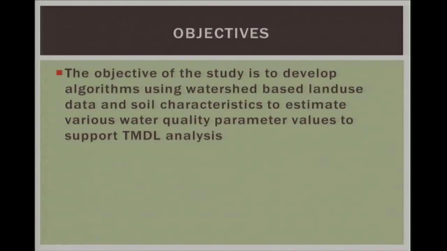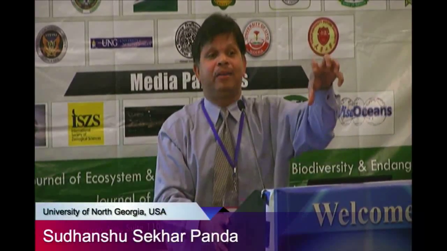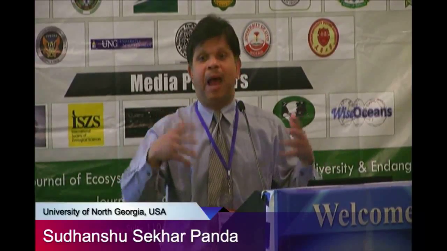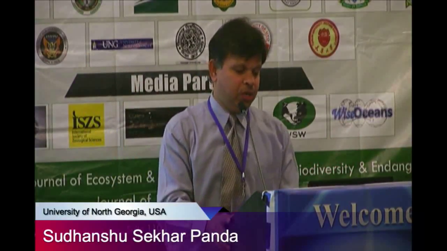Objective of the study: to develop algorithms using watershed-based land use data and soil characteristics to estimate various water quality parameter values to support TMDL analysis. That means it will be a good tool for TMDL analysis. Using GIS and remote sensing data, which is free, we can analyze and tell that this particular part of the stream or reach looks impaired. So they can go take samples, test them, and confirm it. Otherwise, blindly going everywhere and finding no impairment costs a lot of money. That's the reason this study is meant to help.